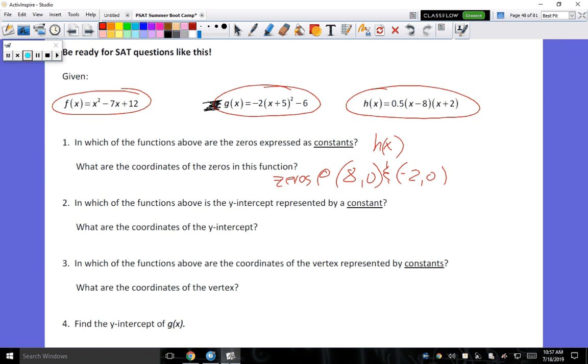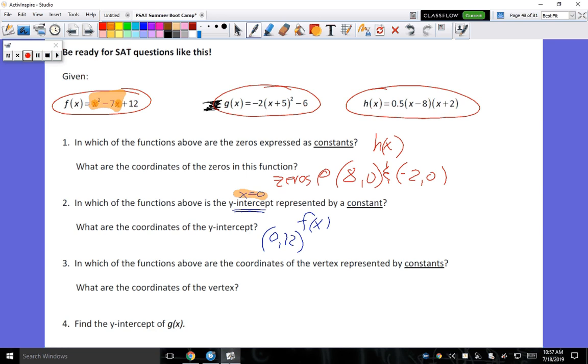In which of the functions above is the y-intercept represented as a constant? F of x, the first one. Because y-intercepts occur when x's cancel out to 0. If I put 0 in for x, right here and here, these go to 0, so you're just left with 12. And what are the coordinates? 0, 12.